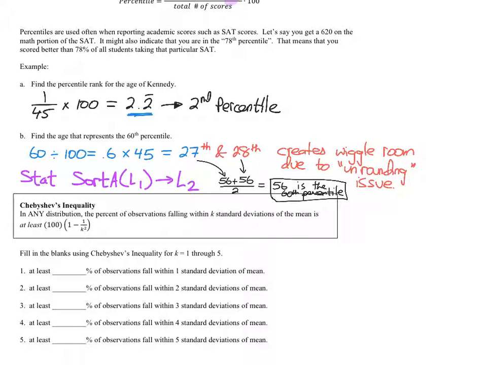So, Chebyshev's inequality. In any distribution, the percent of observations falling within k standard deviations of the mean is at least 100 times (1 minus 1 over k squared). Yes, I know it's a weird one, but it actually gets at the idea of a normal distribution fairly quickly and easily, without you having to go through too much time and energy. It's a pretty straightforward formula, and also something that you could conceivably store into your calculator.